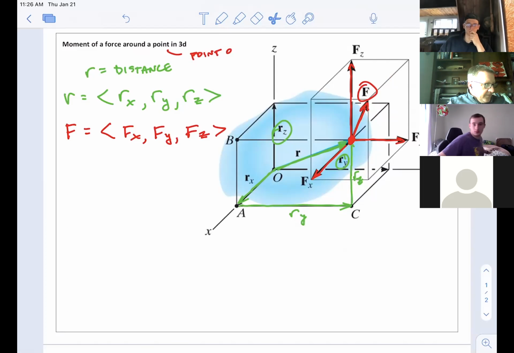So let's just not start in any particular order. Let's just go X's first. And so I'm going to switch to blue. This force X right here, how far is that away from O? There's kind of more than one answer to that.